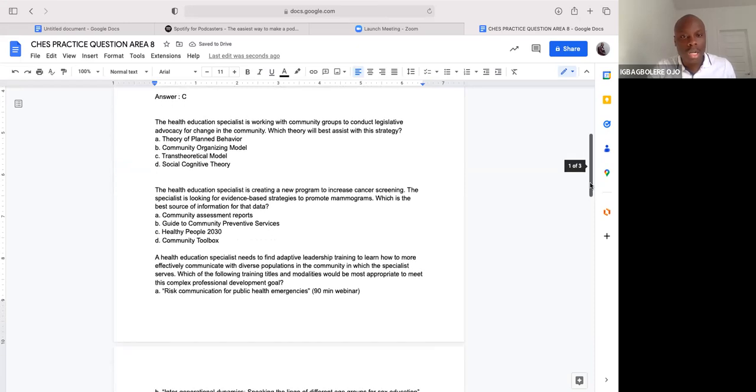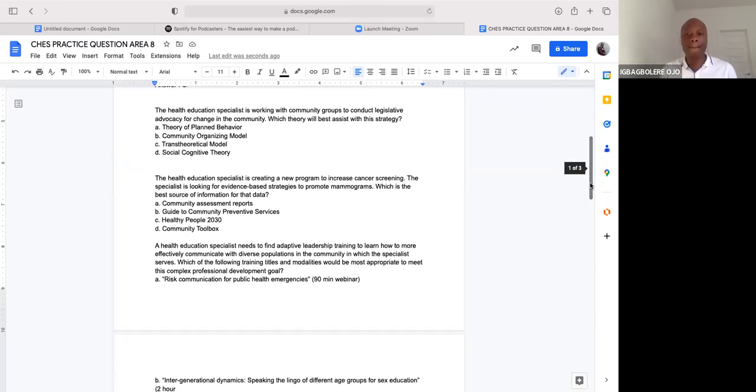Next question. The health education specialist is working with community groups to conduct legislative advocacy for change in the community. What theory will best assist with this strategy? Interesting question. Option A, theory of planned behavior. Option B, community organizing model. Option C, transtheoretical model, right? And option D, social cognitive theory.